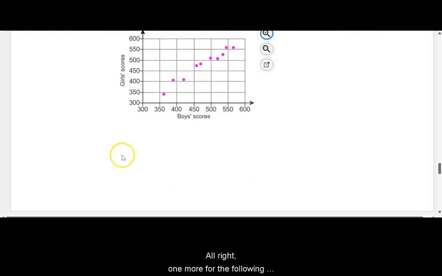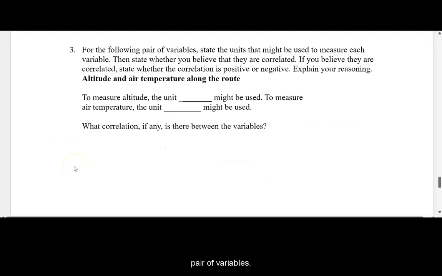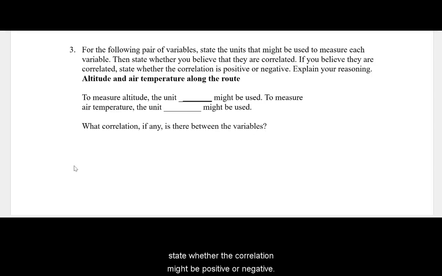All right, one more. For the following pair of variables, we're going to state the units that might be used to measure each variable, then state whether you believe that they are correlated. And if you believe they are correlated, state whether the correlation might be positive or negative, and then explain your reasoning. Altitude, so let me just explain what this is showing you, because this is similar to some homework problems you'll do. If you were doing this study, you would be comparing altitude and air temperature, along some route.